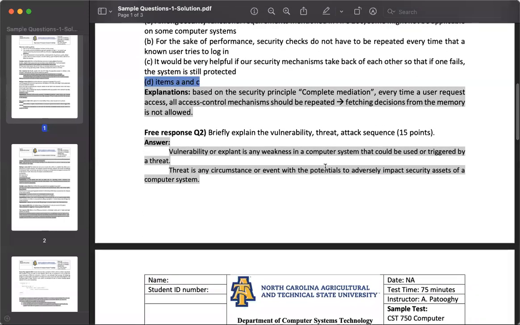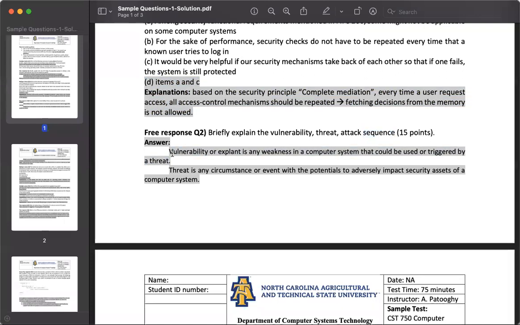Free response question 2: briefly explain the vulnerability, threat, attack sequence. So we talked about this sequence, and it is important to me to understand the chain between vulnerability, threat, and attack. And we said that a vulnerability or exploit is any weakness in your computer system that could be used to trigger an attack.